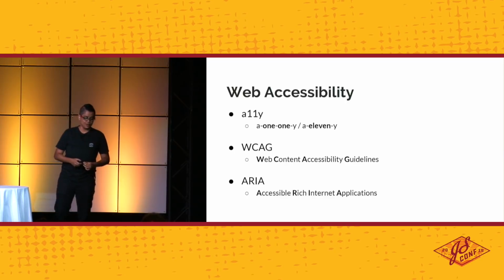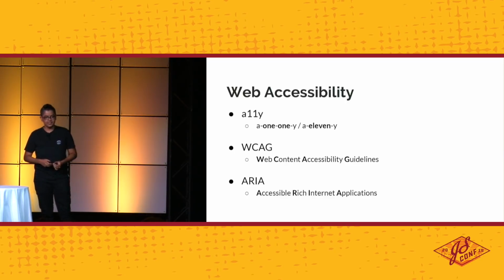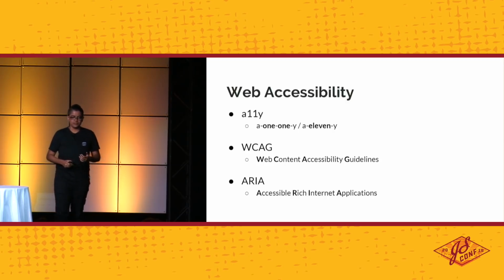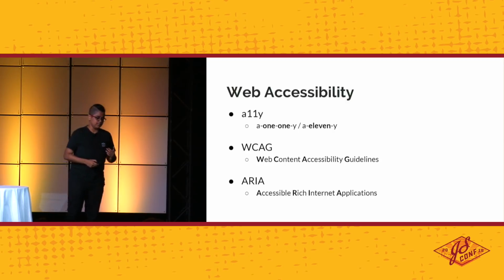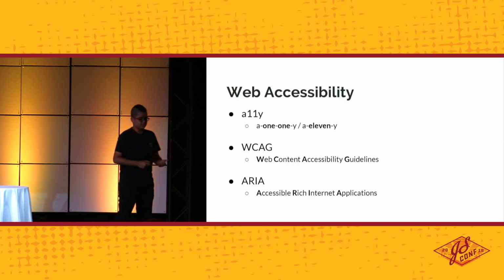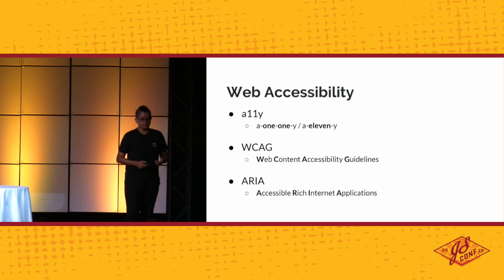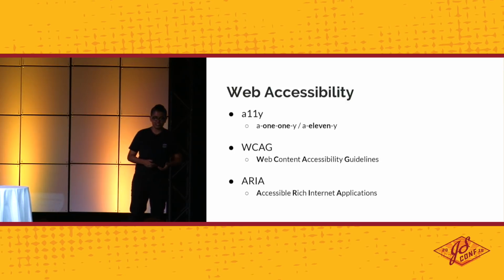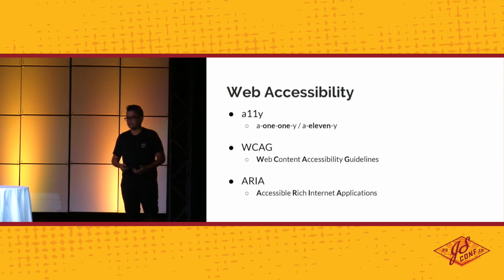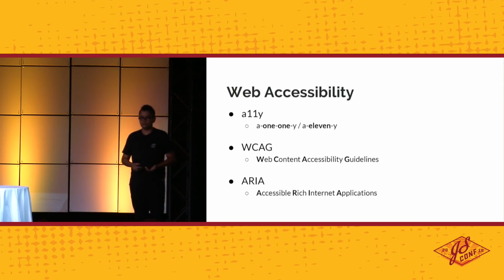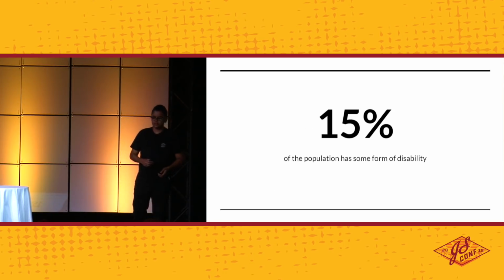Then we have WCAG, that's Web Content Accessibility Guidelines. These are the rules set for how we should develop any application so that it is accessible to everyone. The third thing that we need to look out for is ARIA. It's Accessible Rich Internet Applications. These are features baked into HTML that enable any app to be accessible to people.